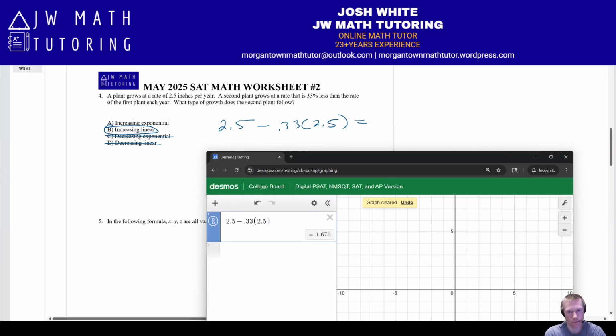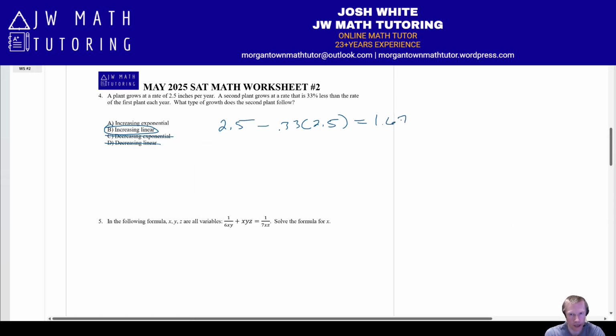Yep. So that means the second plant is growing at a rate of 1.675 inches per year. This is still a linear growth rate. It's a fixed number of inches per year. It's not increasing by a percentage or by a multiple. So even though you see a percentage in the problem, the answer is still increasing linear, letter B.